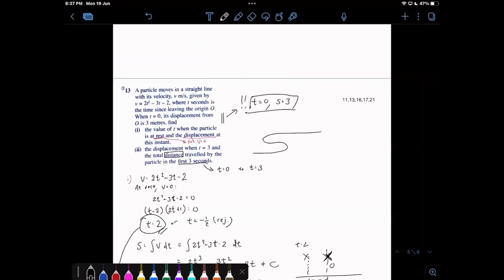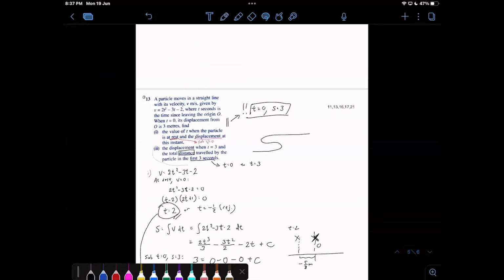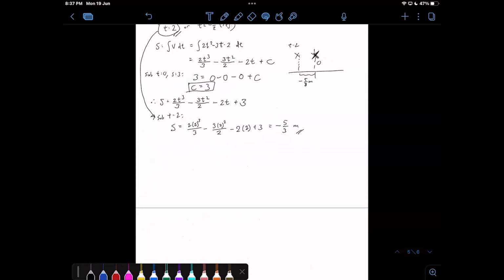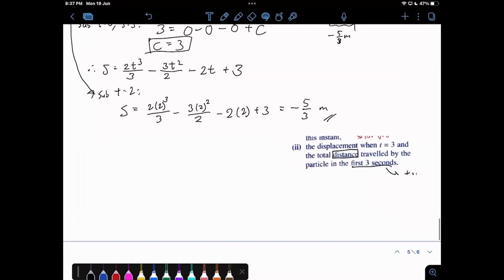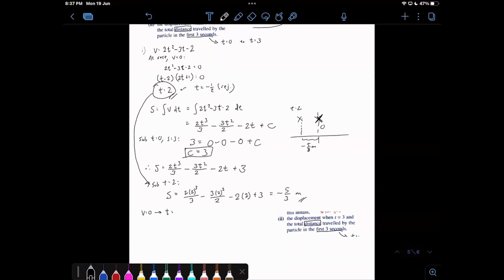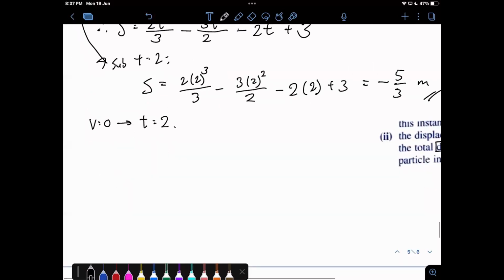Anyways, let's just follow the 4-step procedure. Let me copy the question so I don't need to keep scrolling up and down. Displacement when T equal to 3. When V equal to 0, we have to solve for T. Did we do that already? Yes, we got T equal to 2, turning point.